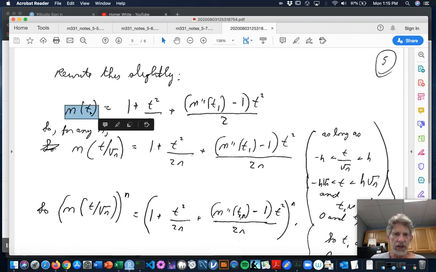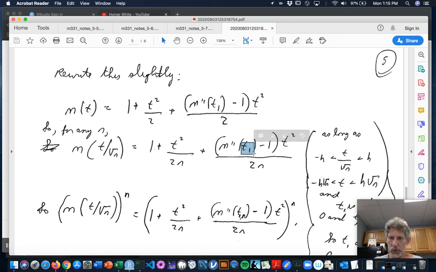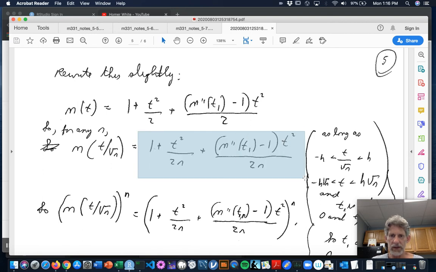If this is what m of t is, what would m at t over root n be? For any t over root n, there's going to be a t1 somewhere in between t over root n and 0, so that this kind of stuff happens. But if I put in t over root n for t, I'm going to have a t squared over n right here, and I'll also have a t squared over n right here. So that'll come out like this.